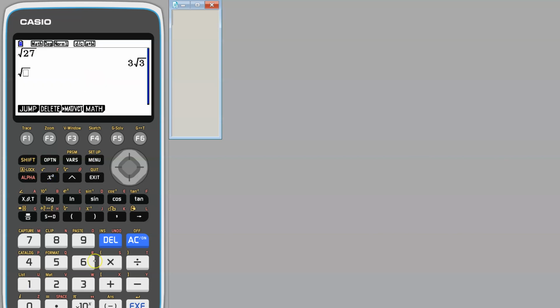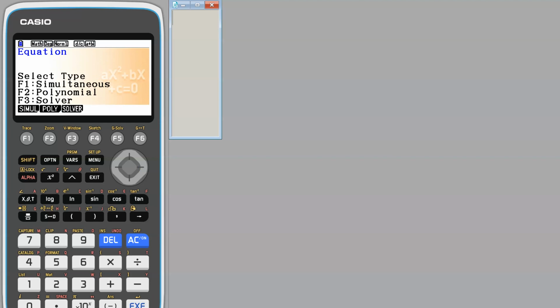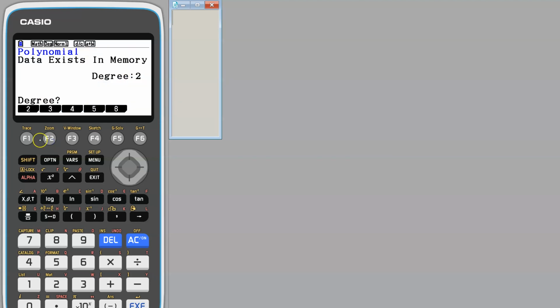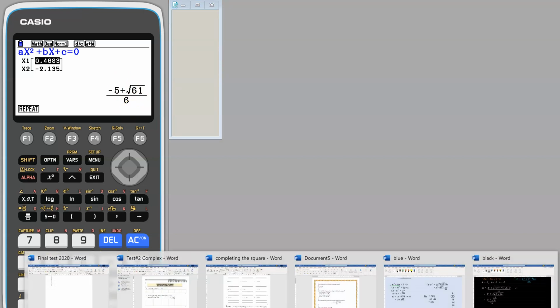So root 61. Nope, that's it. And of course, I could have just stayed where I was on the calculator and checked with it there. So equation, polynomial, degree 2, it was -3, -5, and 3. Did we get the correct answer? Yes, we did. Once again, if you're using one of the older graphics calculators, you might not get this exact value. I'll try and get some of the good ones in for you.